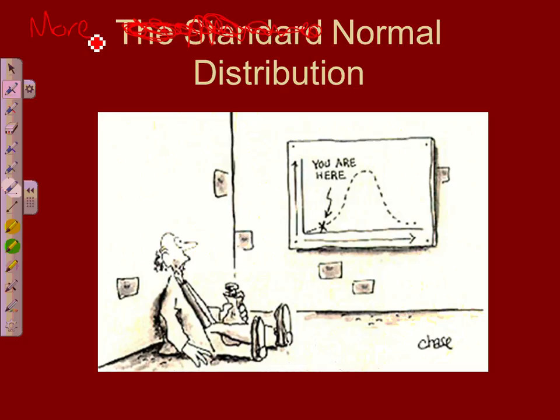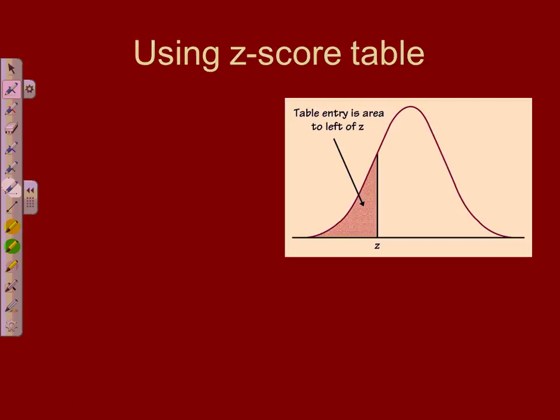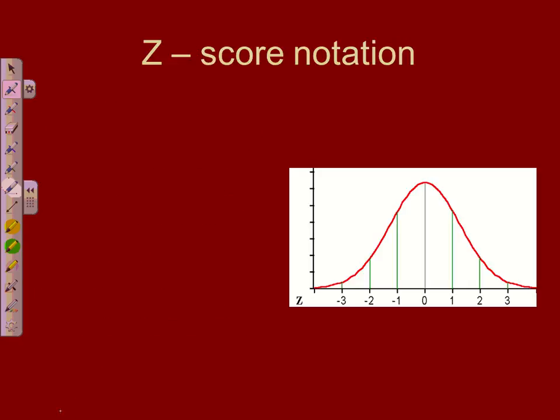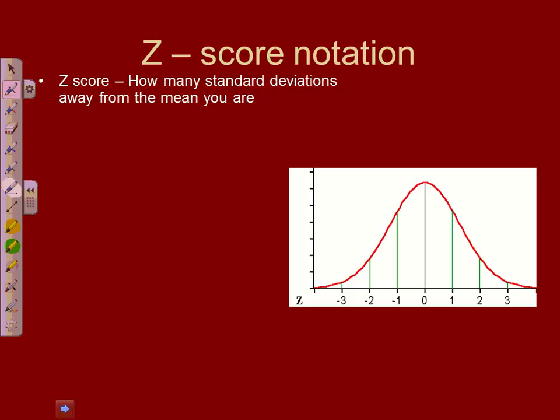And we're going to be able to answer questions by turning things into standard deviation distances and then finding the percentages either below or above or between certain values. Okay? First, you need to be introduced to z-score notation. Now, what is a z-score? A z-score is how many standard deviations away from the mean your data is.